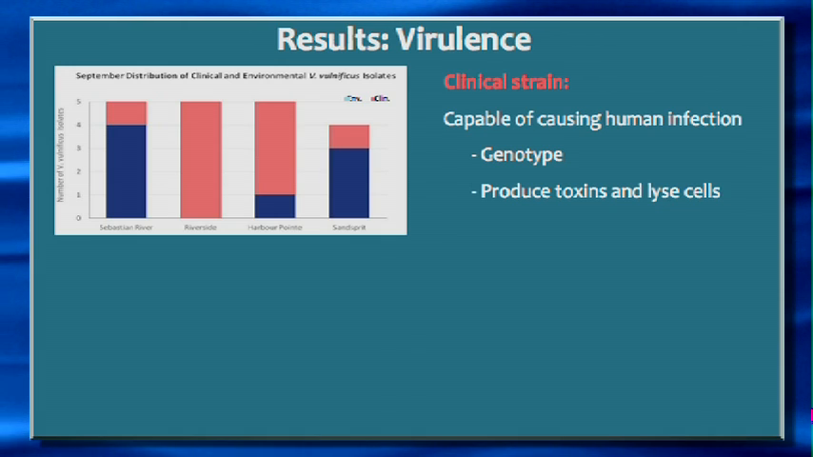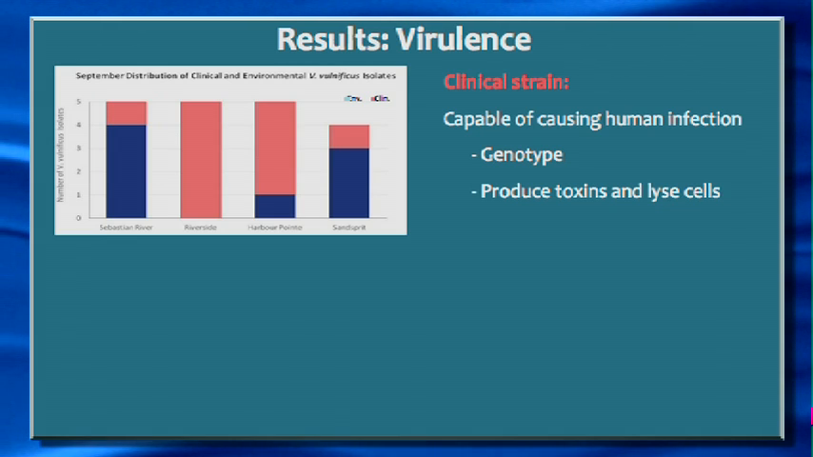And so the last wave of this is to look at the virulence. And the virulence, again, is the ability of it causing infection in humans. And this is a genotype that we're looking for that basically has the ability to produce toxins and lyse human cells, so not other animals. We're looking specifically for humans.